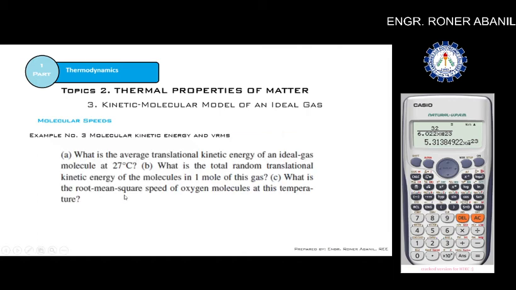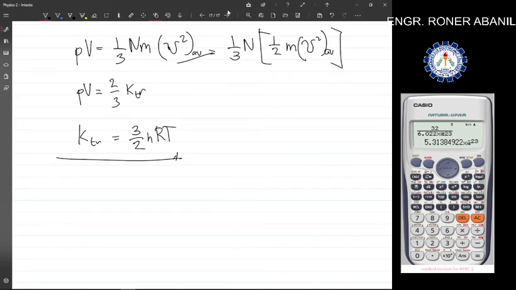So, pasok tayo ngayon sa example number 3. Yan, maganda, may example. What is the average translational kinetic energy of an ideal gas molecule at 27 degrees Celsius? What is the total random translational kinetic energy of molecules in 1 mole of this gas? And what is the root mean square speed of an oxygen molecule at this temperature? Daming hingi. Okay, start tayo.